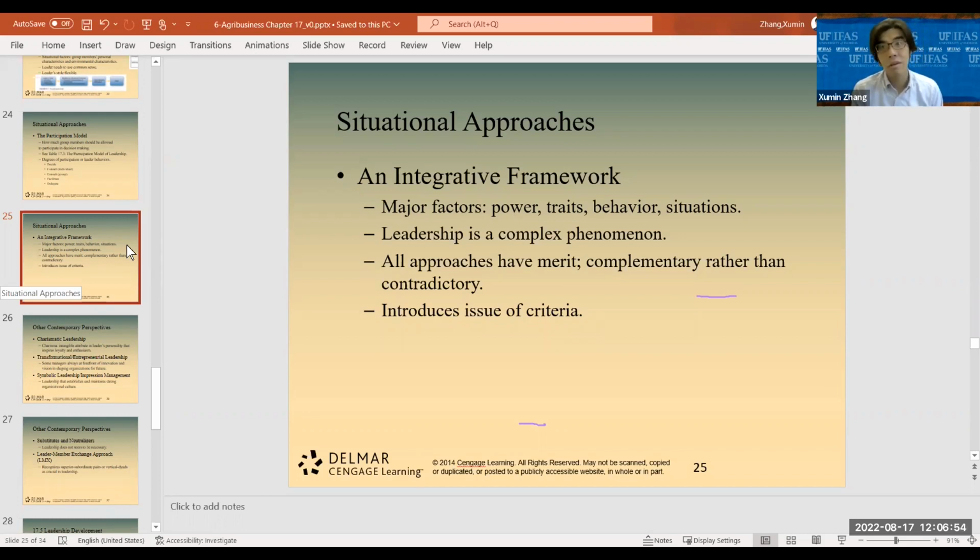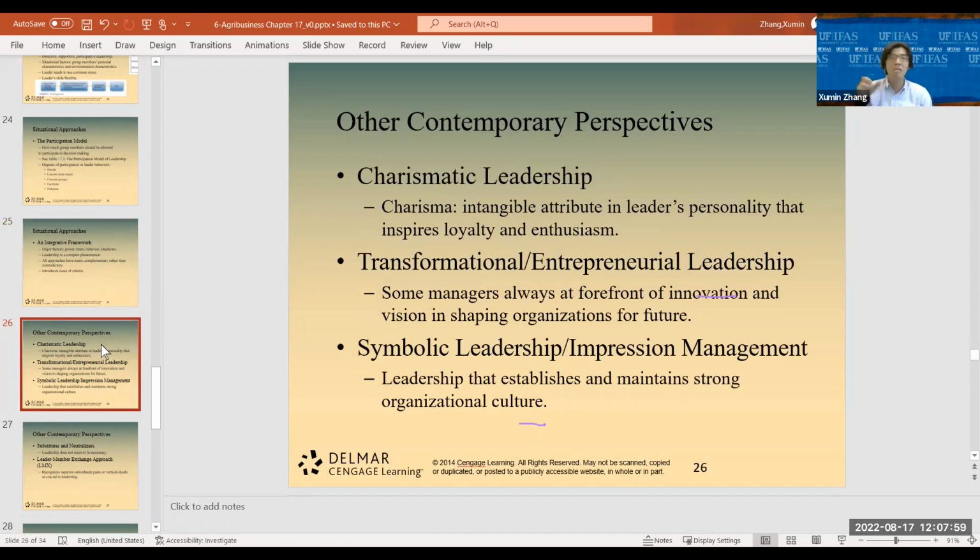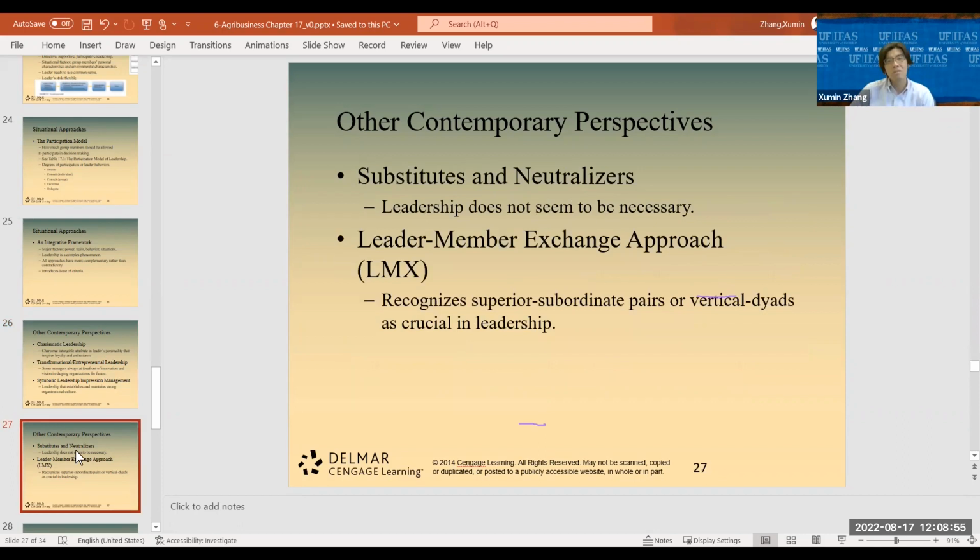Other contemporary perspectives or approaches, once you see them, actually belong to one of those leadership approaches. Charismatic leadership, remember, we talked about referent power, and this can be the leadership traits. Transformational and entrepreneurial leadership can also be power and traits. Symbolic leadership and impression management, I would say, is also the leadership traits approach. Other perspectives like substitutes and neutralizers are part of the situational leadership approach.